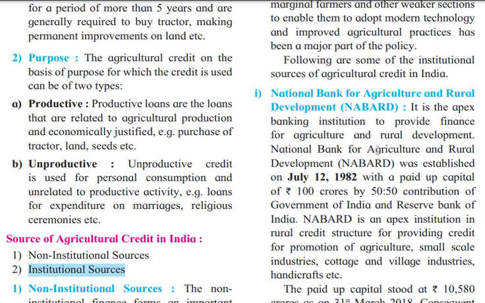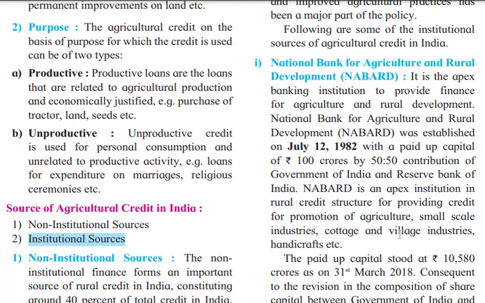It is the apex banking institution to provide finance specifically for agriculture and rural development. NABARD, the National Bank for Agriculture and Rural Development, was established on 12th July 1982 with a paid up capital of 100 crores by 50-50 contribution of the Government and the Reserve Bank of India. NABARD is the apex institution in the rural credit structure for providing promotion for agriculture, small scale industries and handicraft. So here they are saying that NABARD is one institution.